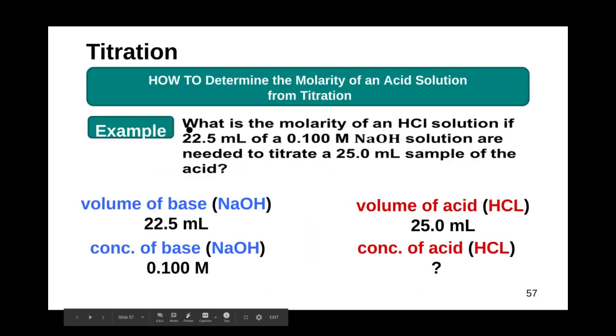So let's walk through what we have. Now, the question we're going to ask from a titration data set is, what is the molarity of a hydrochloric acid solution if we add 22.5 milliliters of 0.1 molar sodium hydroxide solution, and that's how much we need to titrate a 25 milliliter sample of this acid. So our known quantities are volume of the base, concentration of the base, and volume of the acid, but we don't know the concentration of the acid, and that's what we want to find out.